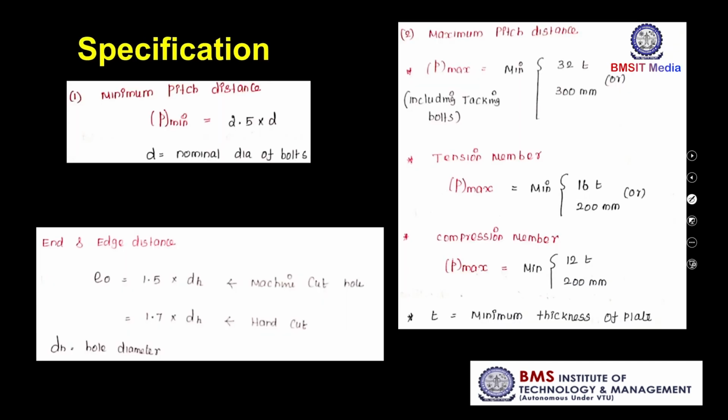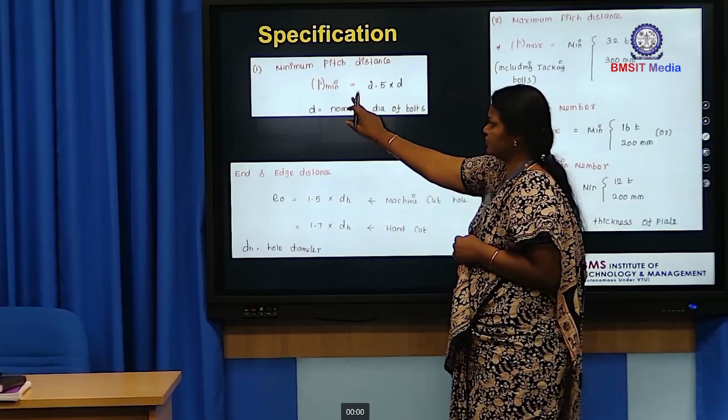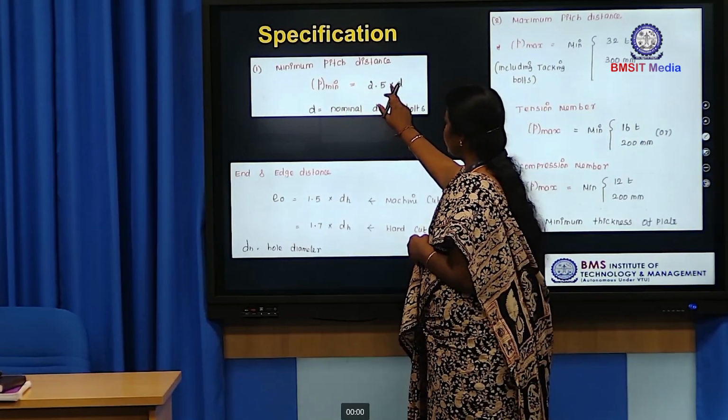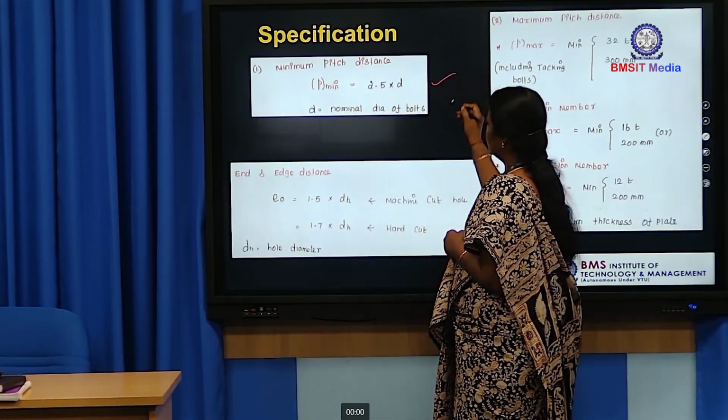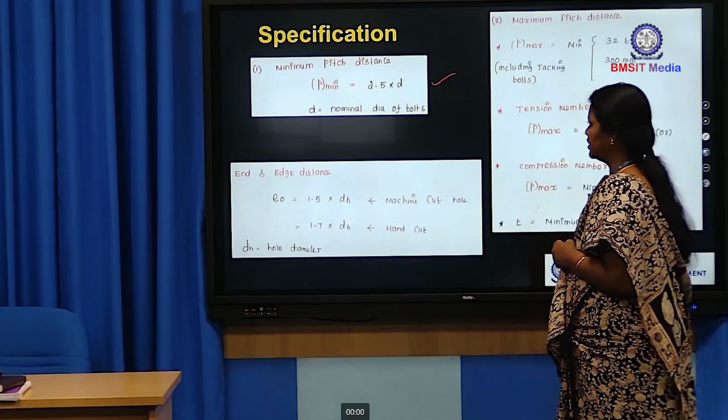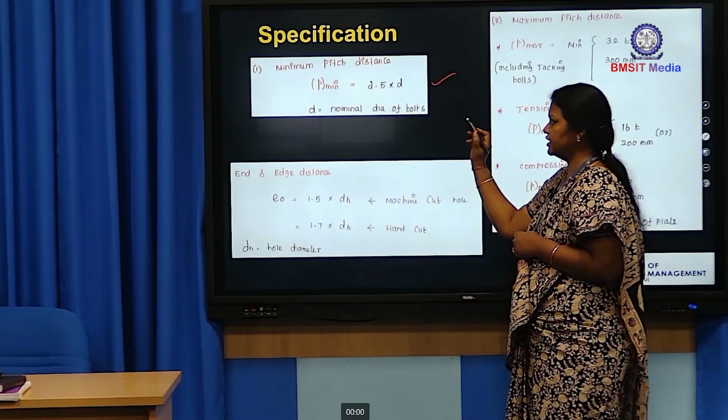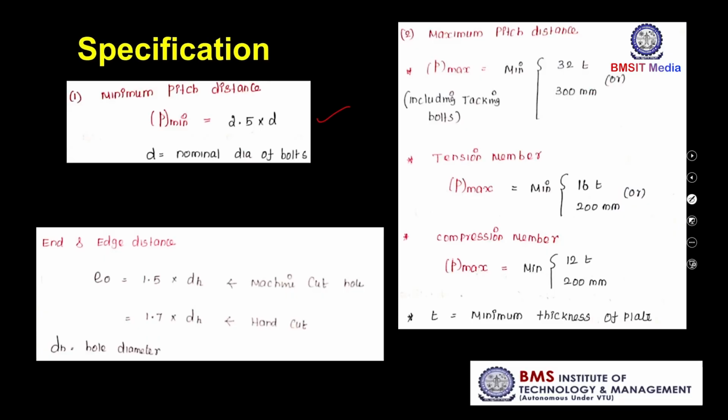Next, all these points are very important. The first one is minimum pitch. You should know what the minimum pitch and the maximum pitch distance are. This specification is available in IS 800-2007. Coming to the minimum pitch distance, P minimum equals 2.5 times the diameter, where D equals the nominal diameter of the bolt. Next, maximum pitch distance.